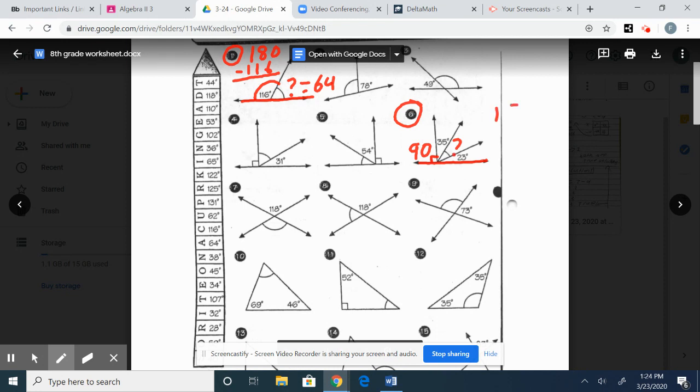Since we know that the whole thing has to be equal to 180, and we already have 3 different angles, we have 90, we have 35, and we also have 23. So if we subtract 180 minus 90 minus 35 minus 23, our missing angle would be 32.